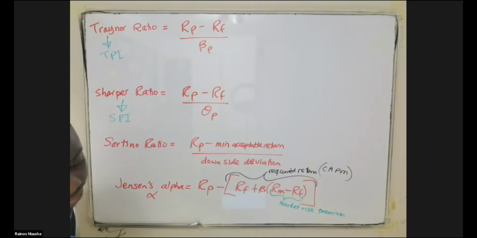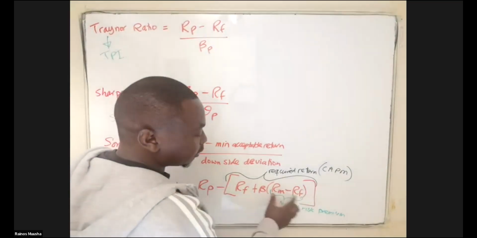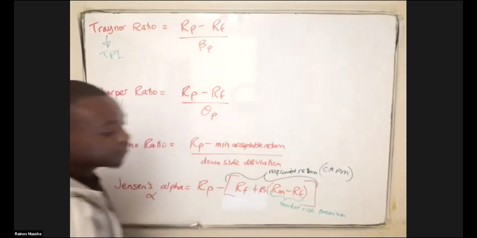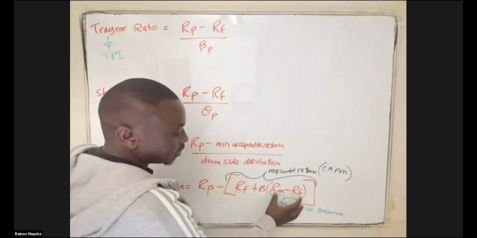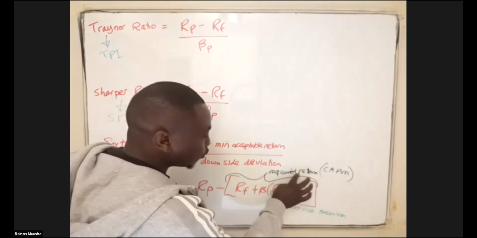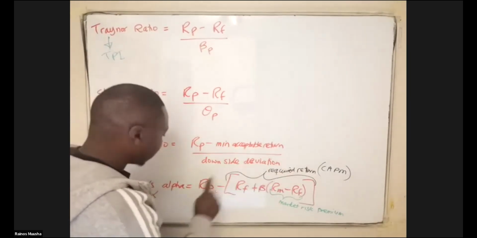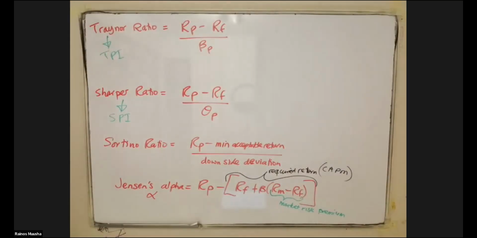In most cases, the lecturer loves to give you the market risk premium instead of giving you the market return as well. So if they give you the market risk premium, it means this part of the equation has been done for you. You multiply by the beta, then you add the risk-free rate of return. This gives you the required rate of return. Then you say the return of the portfolio minus the required rate of return gives you the Jensen's alpha.